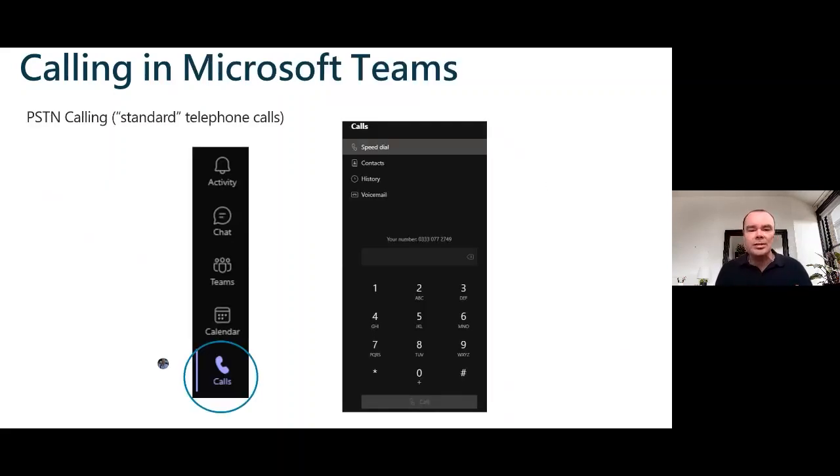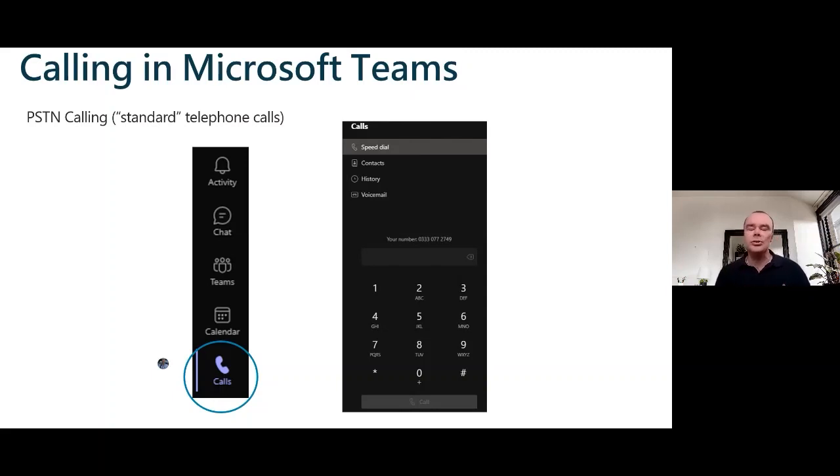The other version is, of course, PSTN calling or standard telephone calls. We need to dial a phone number. And again, in that simplicity vein, if I want to dial a phone number and we've enabled Teams voice, then we get an extra button on our left rail, the calls button. And all that really does is give us a dial pad. Otherwise, we're in Teams still.